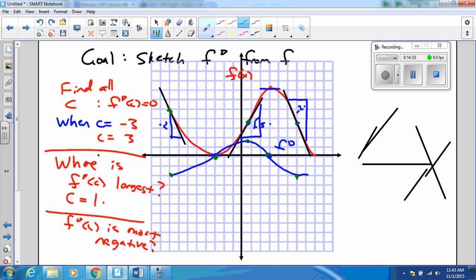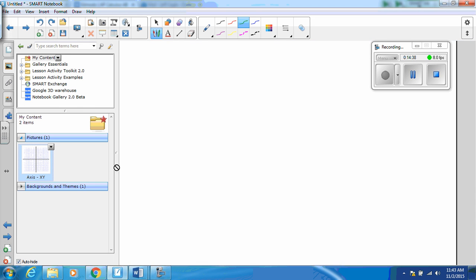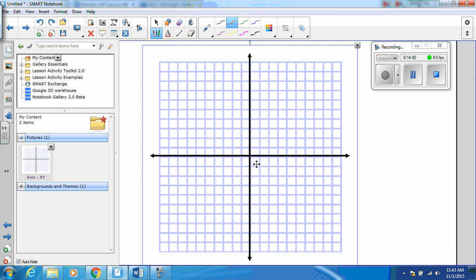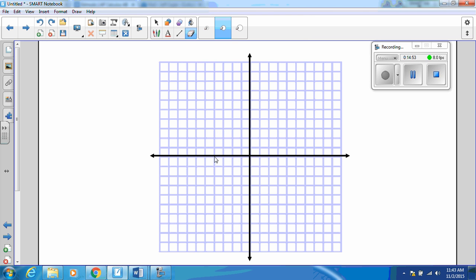Let's do another one. Here, I'm going to have a semicircle. If I can. Apparently I can't because my artwork is, I'm artistically challenged.